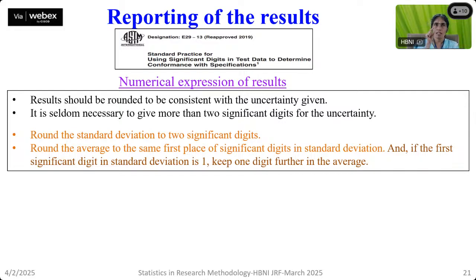And whatever is required for us to follow is given in red font color in the third bullet point inside the box. So round the standard deviation to two significant figures, two significant digits. Then round the average to the same first place value of the significant figure in the standard deviation. As all of you are familiar with terminologies like place value, significant digits, standard deviation, I will not elaborate on each of these terms. And if the first significant digit in the standard deviation is unity, 1, then you can have one more digit in the average of the final expression. This is the rule prevailing now.